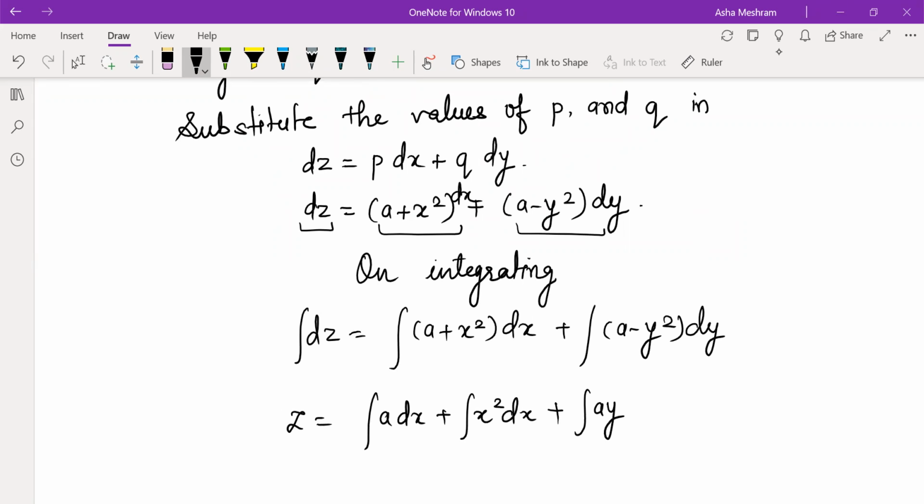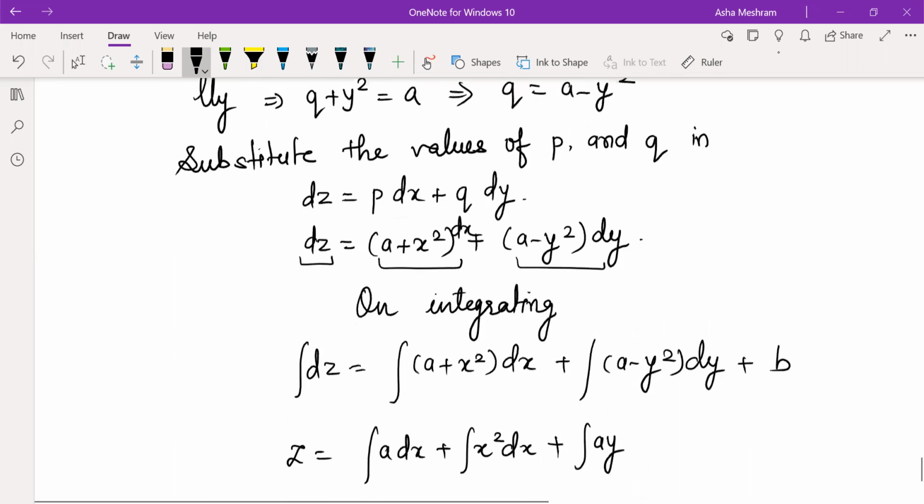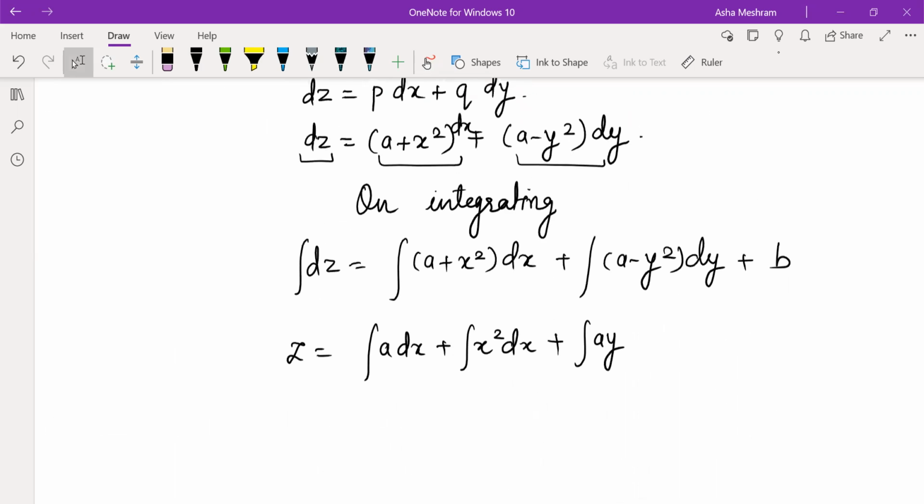Sorry, on integrating, one arbitrary constant must be added. ठीक है, एक दूसरा arbitrary constant add होना चाहिए. यहाँ पे भी लिख दीजिए. इंटीग्रेशन करने के बाद एक आर्बिट्ररी कांस्टेंट ऐड होता है. ठीक है, सो प्लस b आ गया, because we need two arbitrary constants in our solution. So this is a dy and minus of y square dy plus b.